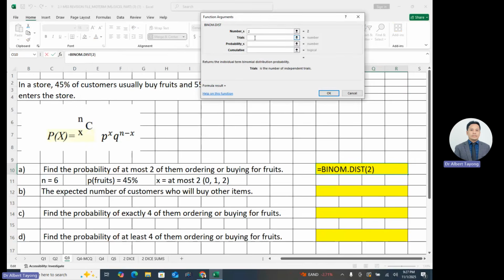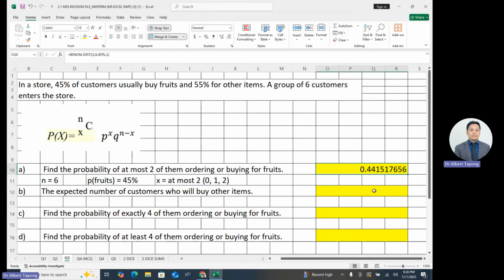Okay, so trials, there are 6 customers, 6 trials, and the probability is 45%. That is this. And cumulative is 1. So we are going to put 1 here to tell Excel that it has to calculate from 2 and below. So if you're going to put 0 here, it's going to be lesser. That means you're going to calculate only for x is equal to 2. If you're going to put 1, it's cumulative. It's adding as we move along. So it means from 2 going to 1 and going to 0 is going to add all the probabilities.